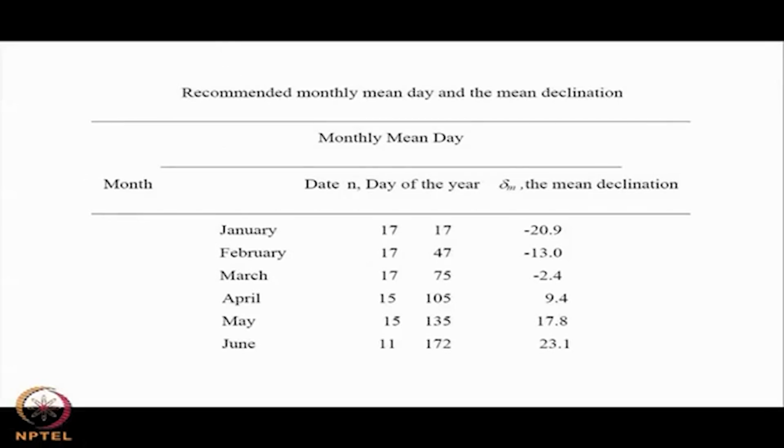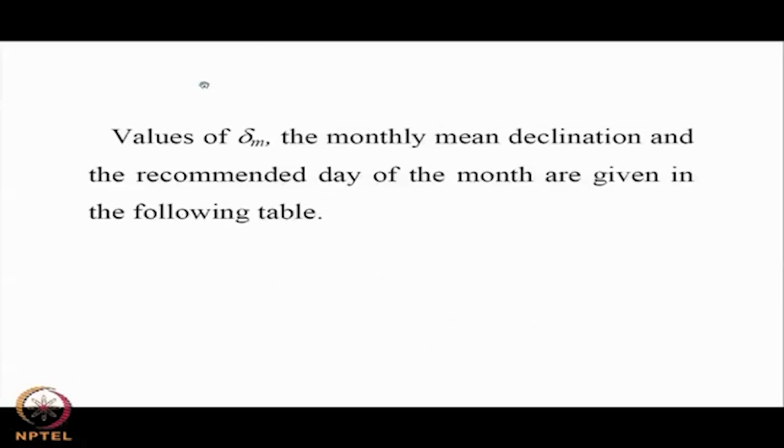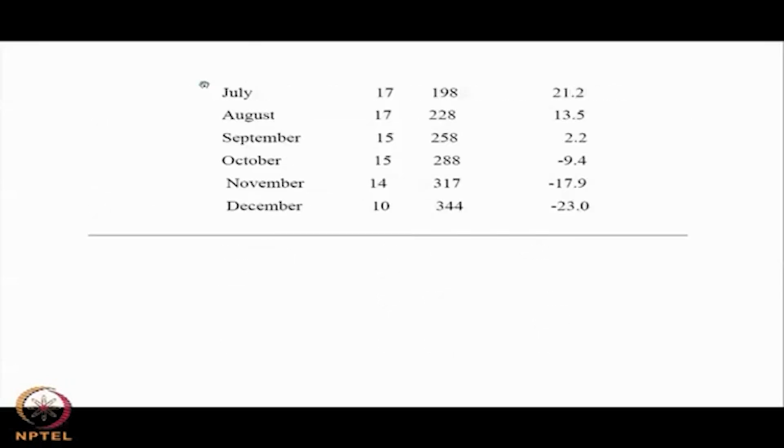January day is 17 and day of the year also 17, corresponding declination is minus 20.9. For February, these are all the Julian dates, 17, 47, 75, continuously numbered, and it turns out to be almost around the 15th of each month except June, which is the 11th. You can also notice that the change in the declination is more nonlinear between May and June. There is almost 6 degrees change, which is not the case at other places. Like that, July up to December are given.